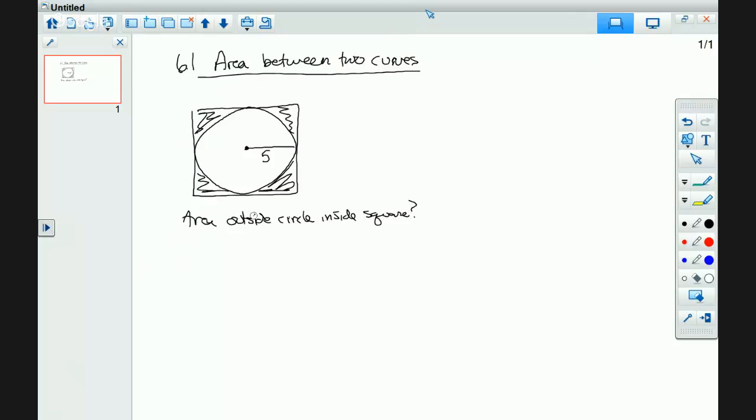How would you solve that problem? Okay, yeah. Area of the square minus area of the circle. This would be 10 by 10, right? So 100 minus 25 pi. Okay. Good. That's all we're doing? No, we're going to make it calculus.